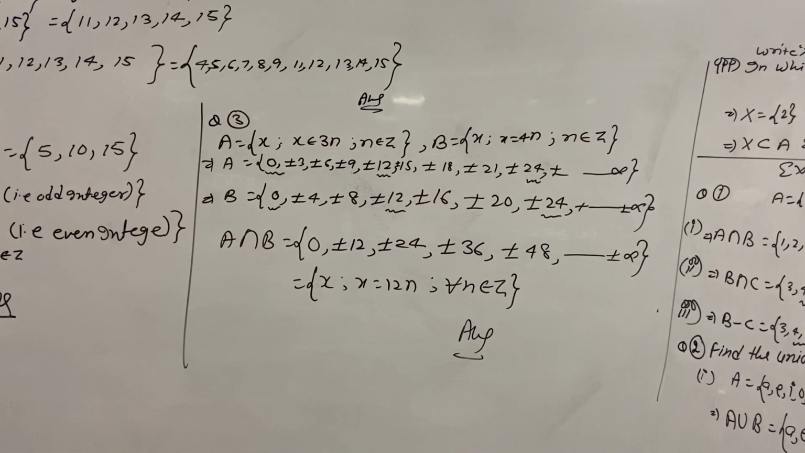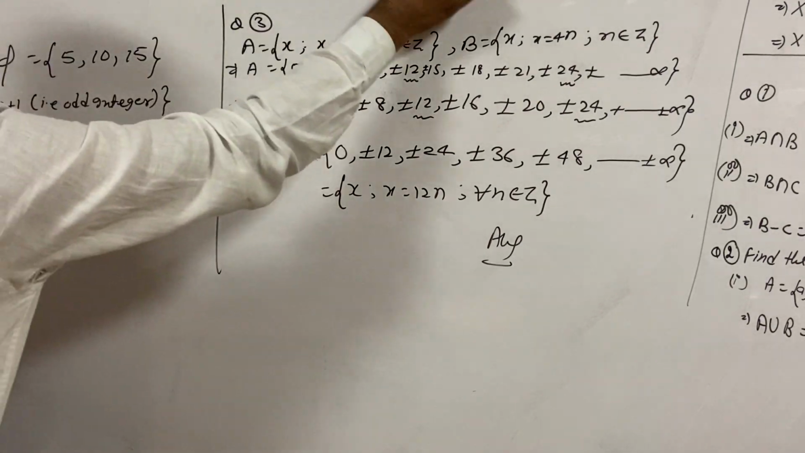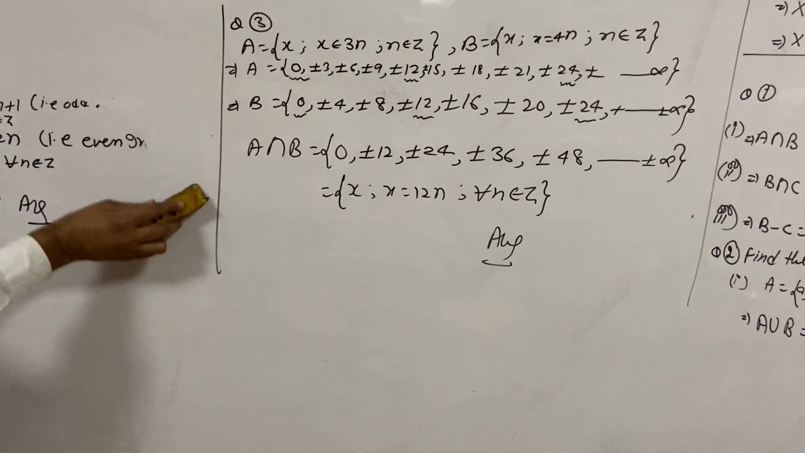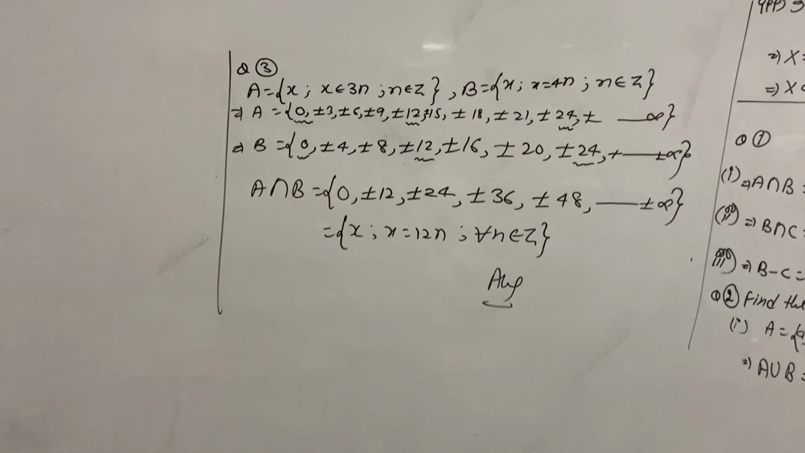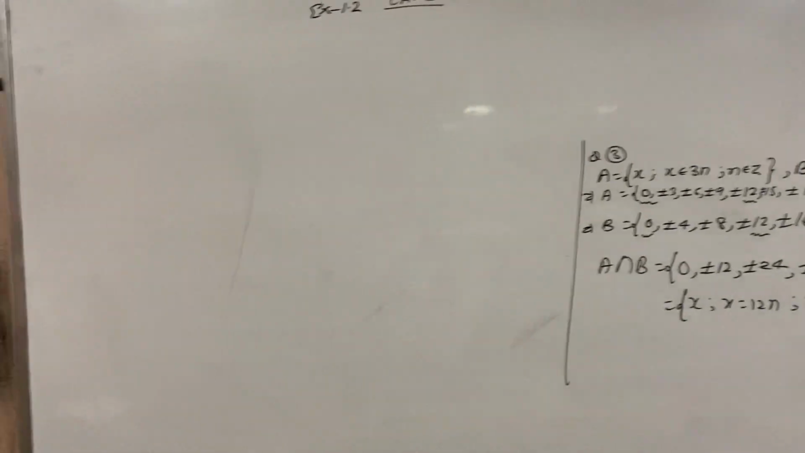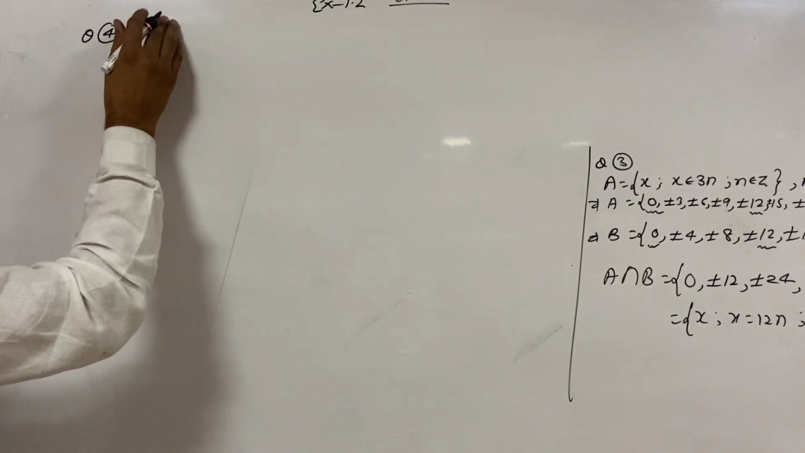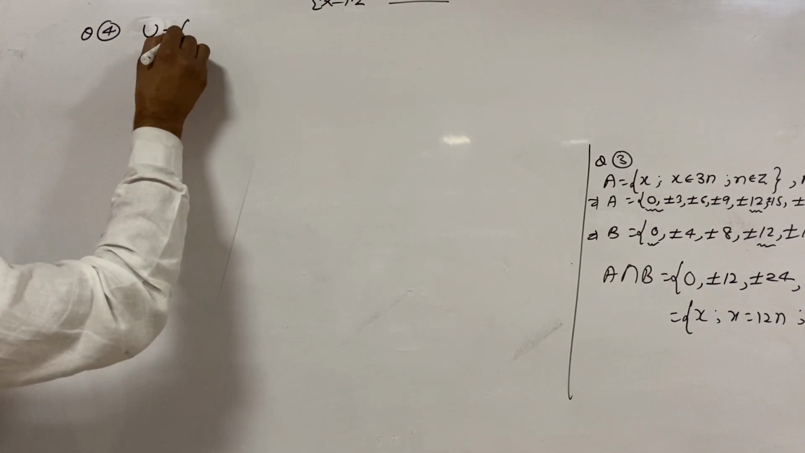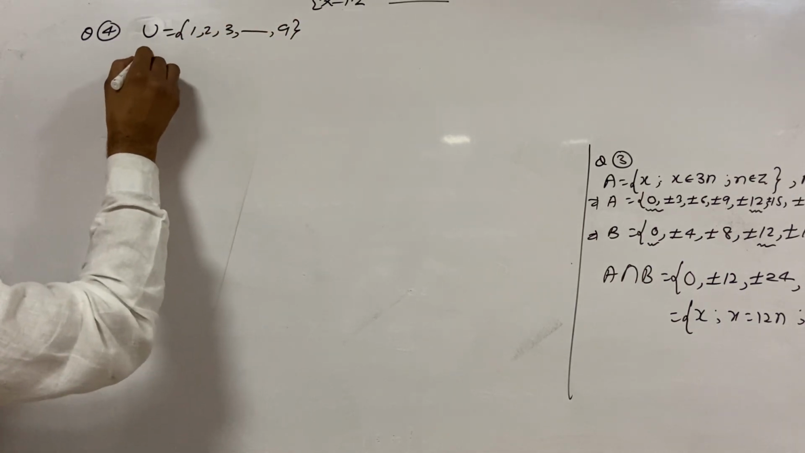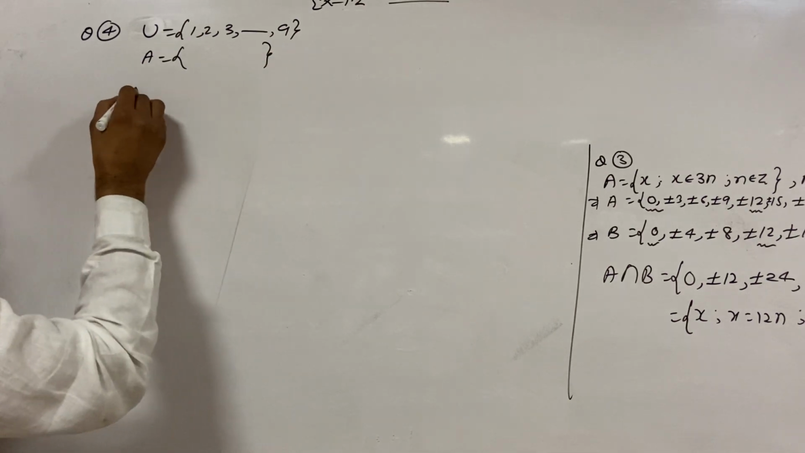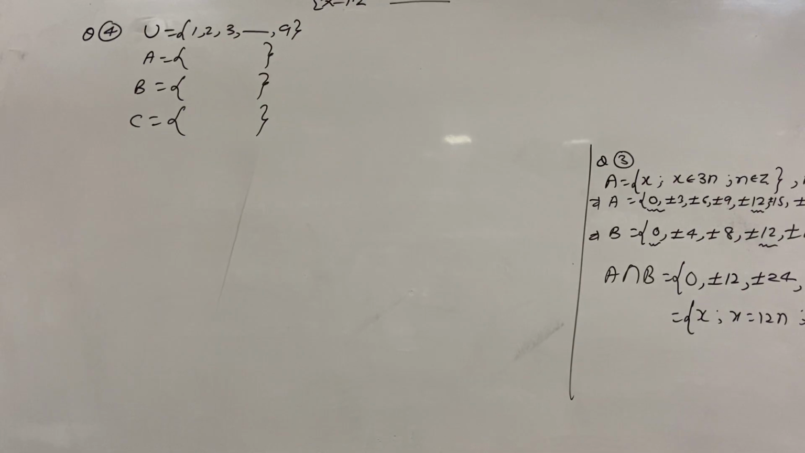एक स्टेप और सो देता हूँ सर. एक क्वेश्चन लास्ट, क्वेश्चन फोर, क्वेश्चन फोर है हमारा कॉम्प्लीमेंट स्टेप. यू है हमारा 1 2 3 अप टू 9 तक. ए क्या है, बी क्या है, सी क्या है, ये लिख दो.